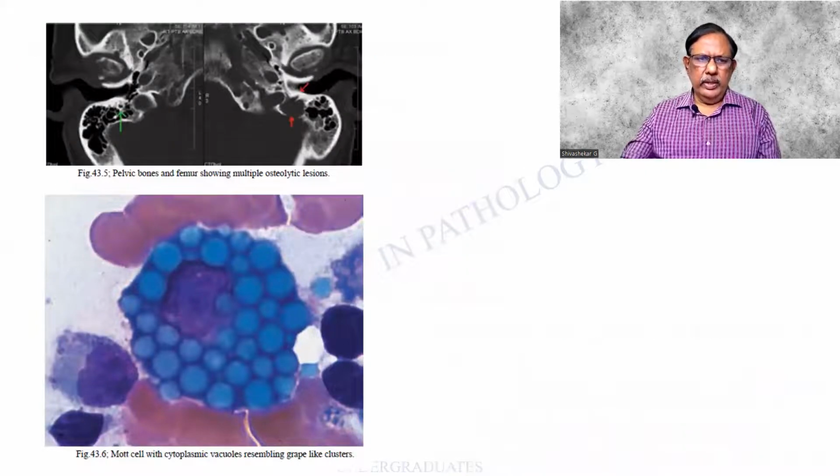Look at this one. This is called a Mott cell with a grape-like cluster in the cytoplasm. And again, the pelvis showing multiple moth-eaten appearance, classical of osteolysis. So it occurs in the flat bones in the old ages. Pathological fracture can be a feature. ESR will be massively increased. These points, again, I will be summarizing at another session so that it will guide you people when the history is given.